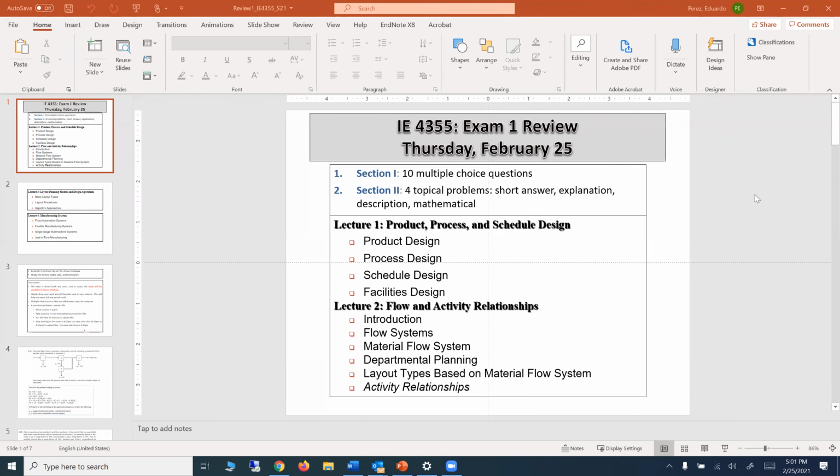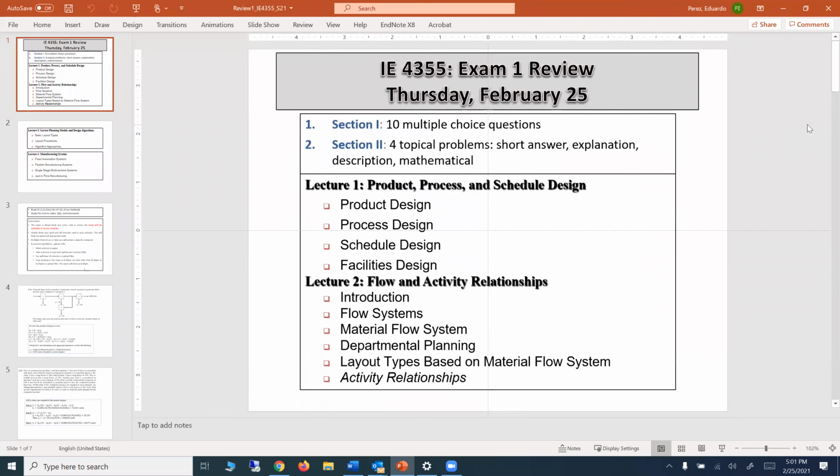So this is the exam review for IE4355. And this is gonna be our first exam. And the exam is going to be on March the 2nd, on Tuesday next week. And it's going to be during the scheduled time for the class. So it's gonna be from 5 to 6:20 p.m. You are going to access the exam through Canvas.